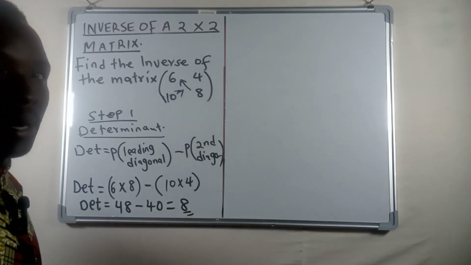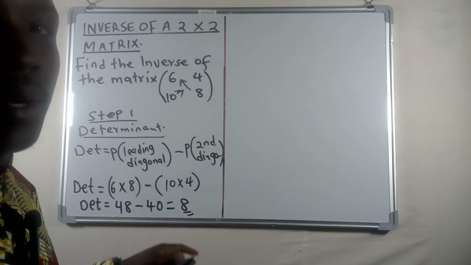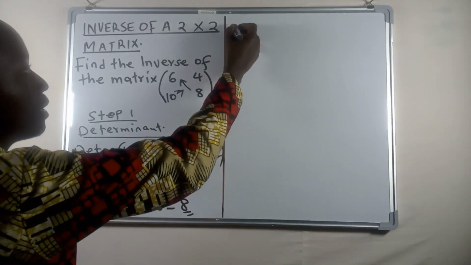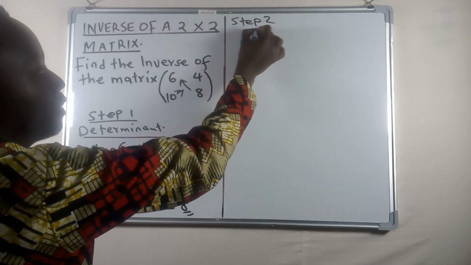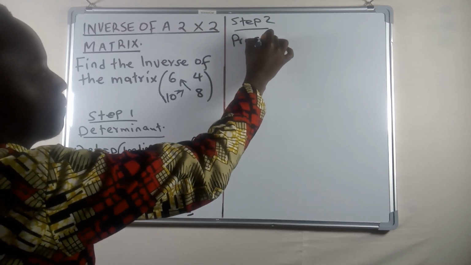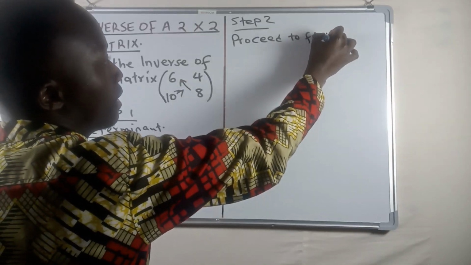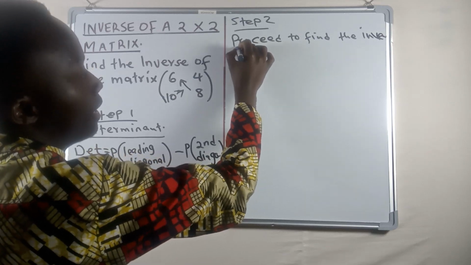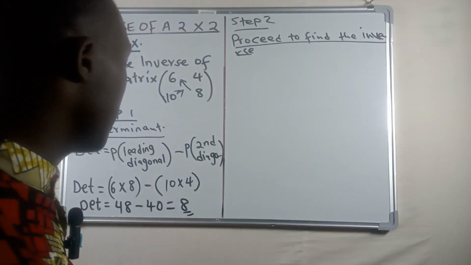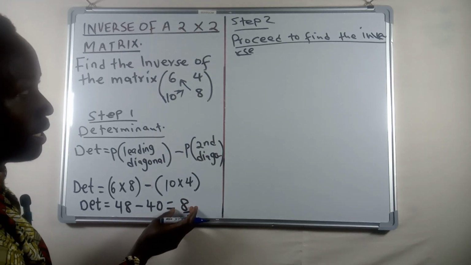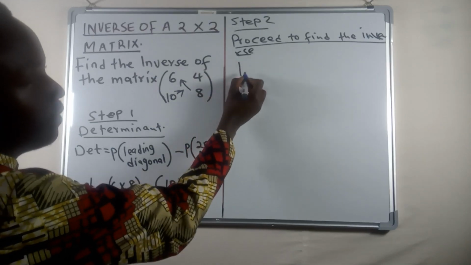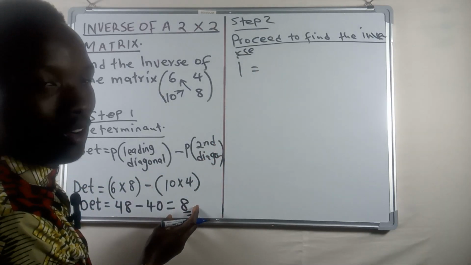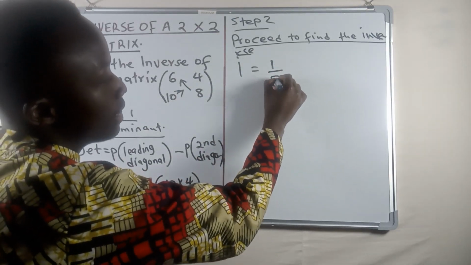Having found step number one, which is the determinant, we now proceed to finding the inverse. For us to find the inverse of a 2 by 2 matrix, step 2, proceed to find the inverse. And how do we find the inverse? We take the reciprocal of the determinant. So the inverse, we can use the letter I to represent, is equal to the reciprocal of 8, and the reciprocal of 8 is 1 over 8.